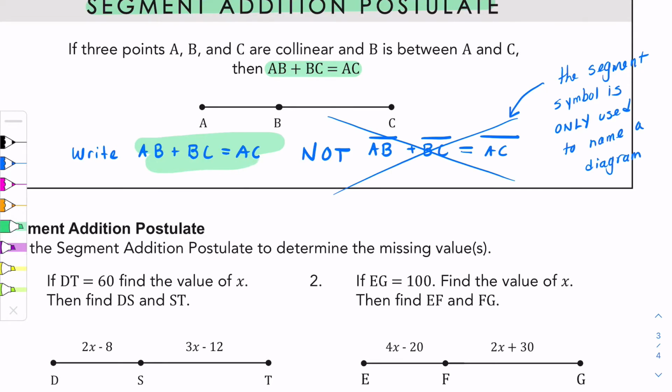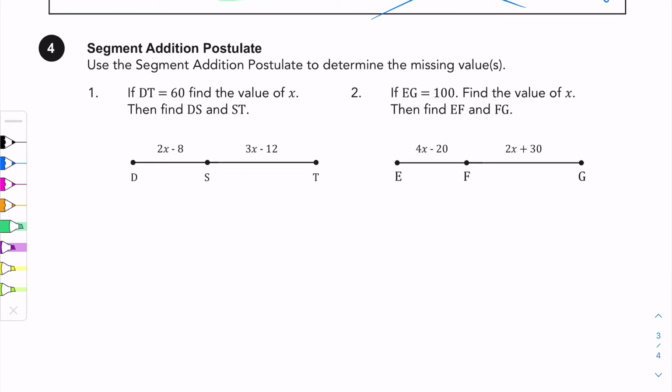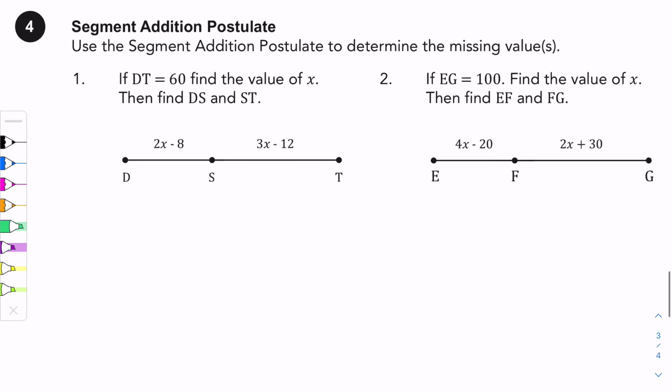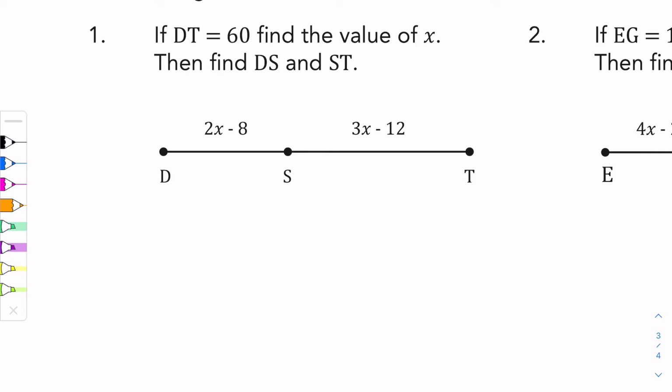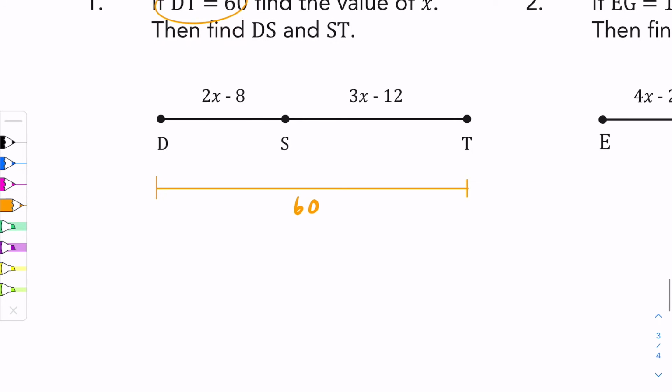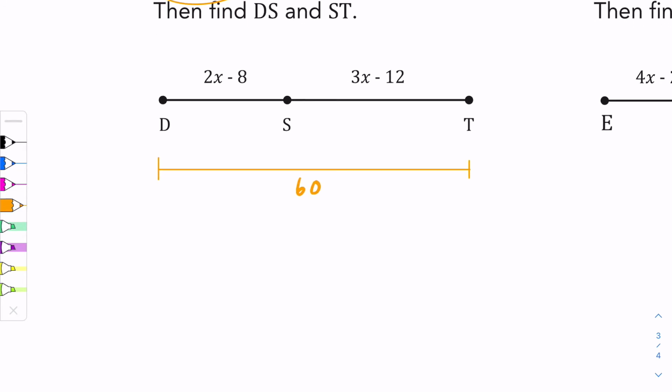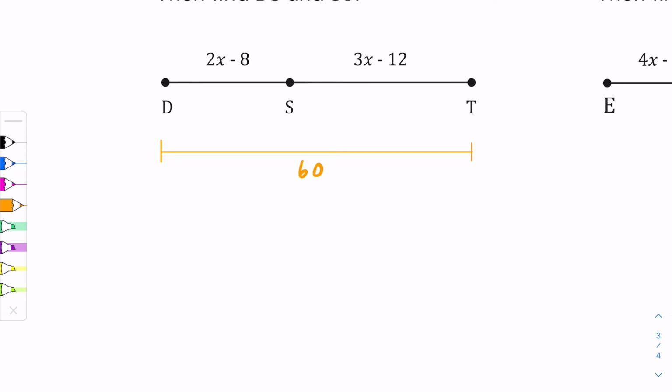So moving right into the examples, these examples involve algebra, which is nice, brings back a little bit from last year. Number 1 says if DT is equal to 60, find the value of x. Then find the value of DS and ST. So DT is equal to 60. That's telling us that the length of the entire segment is equal to 60. So if we add up each of the parts, we know the total length is 60. That means if we add DS plus ST, it's equal to DT.